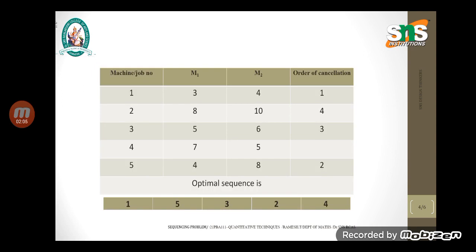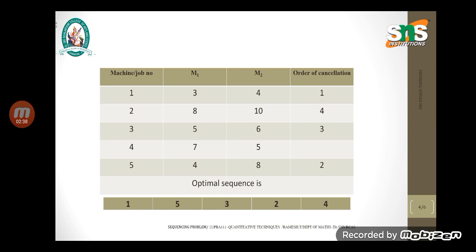Now we find the optimal sequence. First write all the jobs and the hours on M1 and M2. Now we take the order of cancellation. Among these M1, M2 times, which time is minimum? First identify that one. Here on M1, the first job takes 3 hours. It is the minimum, therefore we cancel it first. Since it is on the first machine, we put job 1 on the left side of the table.